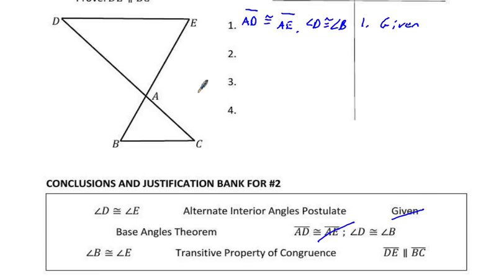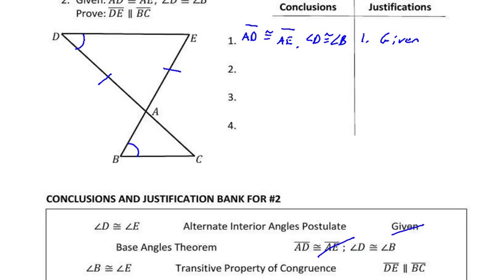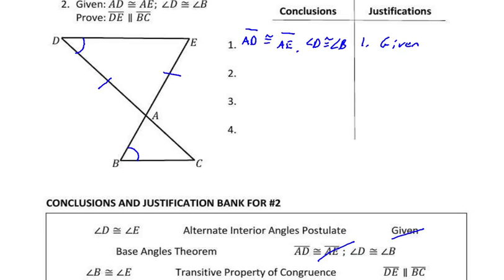I put that information on the page. Side AD, on the picture, is congruent to side AE. Angle D is congruent to angle B. Alright, there's lots of things that we can tell just from the picture and the information that's given there. But our objective is to prove the lines are parallel.